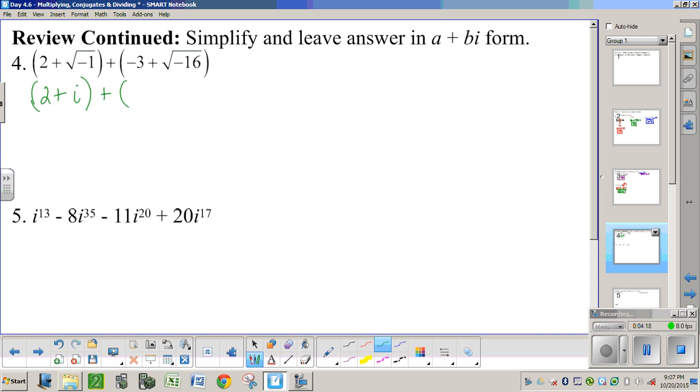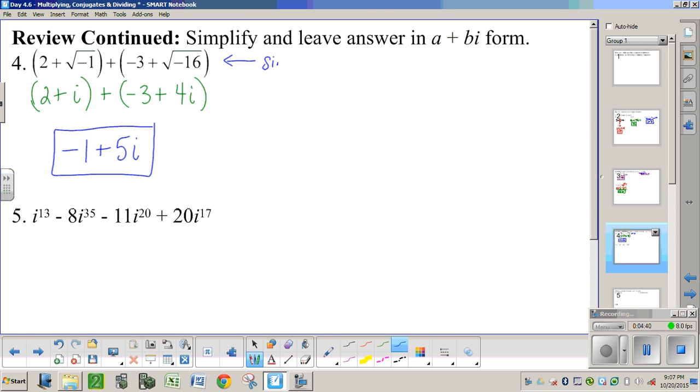And in my second binomial, remember we talked about the square root of negative 16 would be 4i. So we have 2 plus i plus negative 3 plus 4i. So now you can go ahead and combine your like terms. So we've got negative 1 plus 5i. So the key to those is to make sure that in that first step, you simplify first.